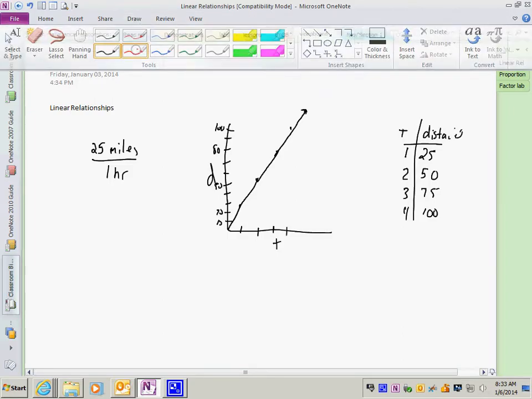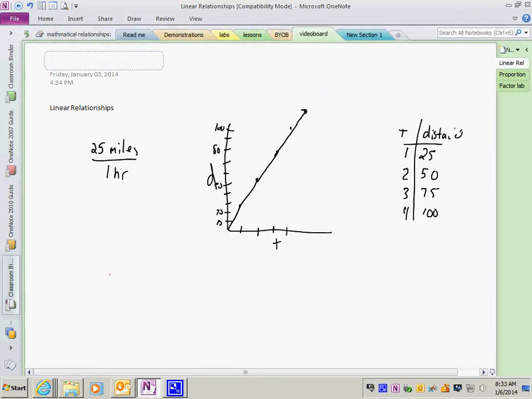All right, so let's just say that I do a different relationship. All right, let's do 50 miles per 1 hour. Okay, data table. Time, distance, and 1, 2, 3, 4 would be 50, 100, 150, and 200. I would consider this mathematics and graphing very elementary, something you would do in grade school.